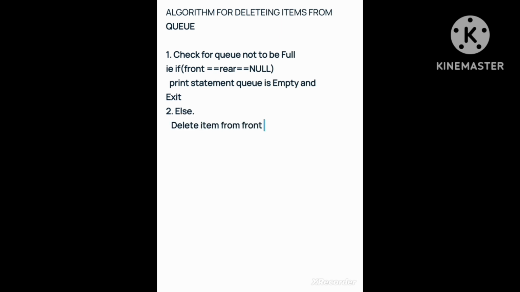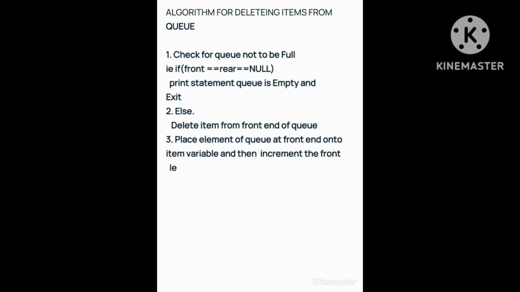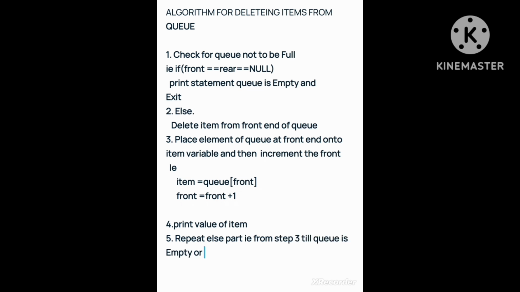Now what happens if our queue is not empty? Then we come to the else part for deleting the element from the front end of the queue. For that, we place the front, or first, value of the queue into an item variable, and then we increment the front value by 1 and print the value of the item deleted from the queue. We repeat the process of the else part until either the queue is empty or some terminating condition is satisfied, that is, until the front and rear values are equal.